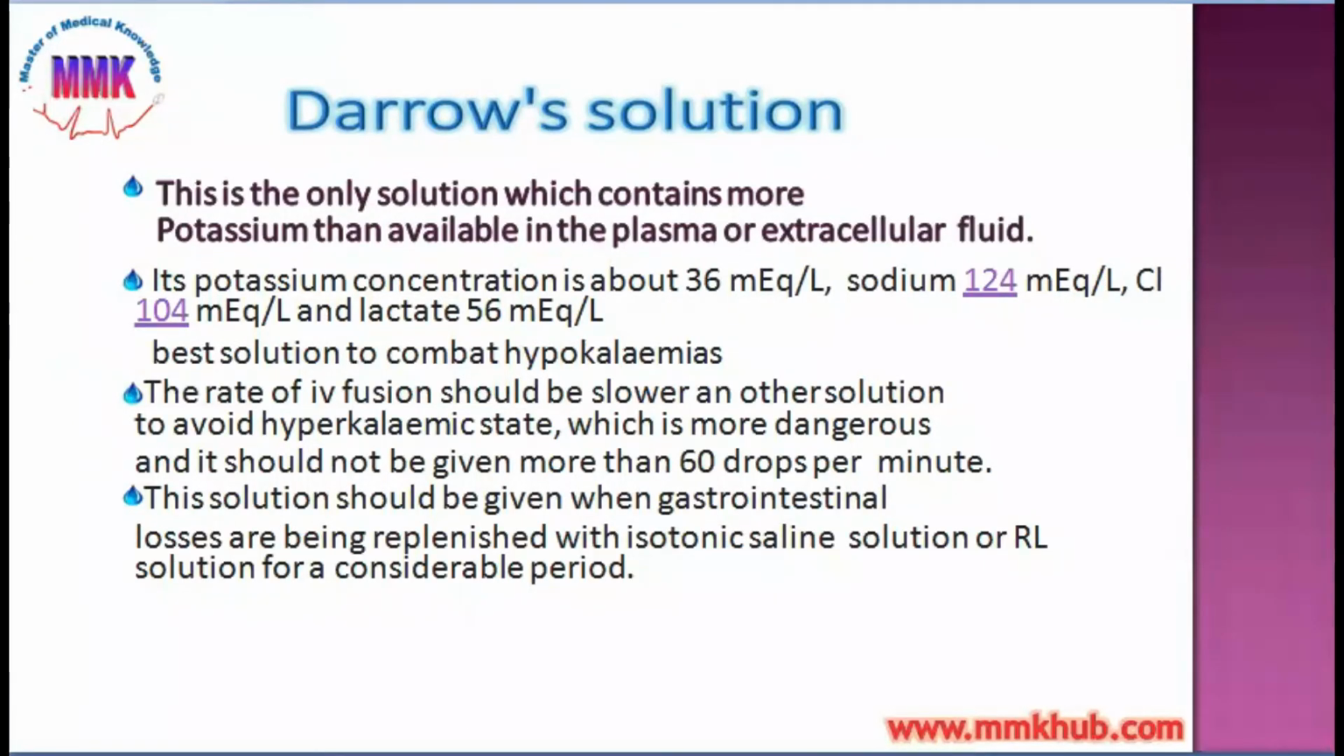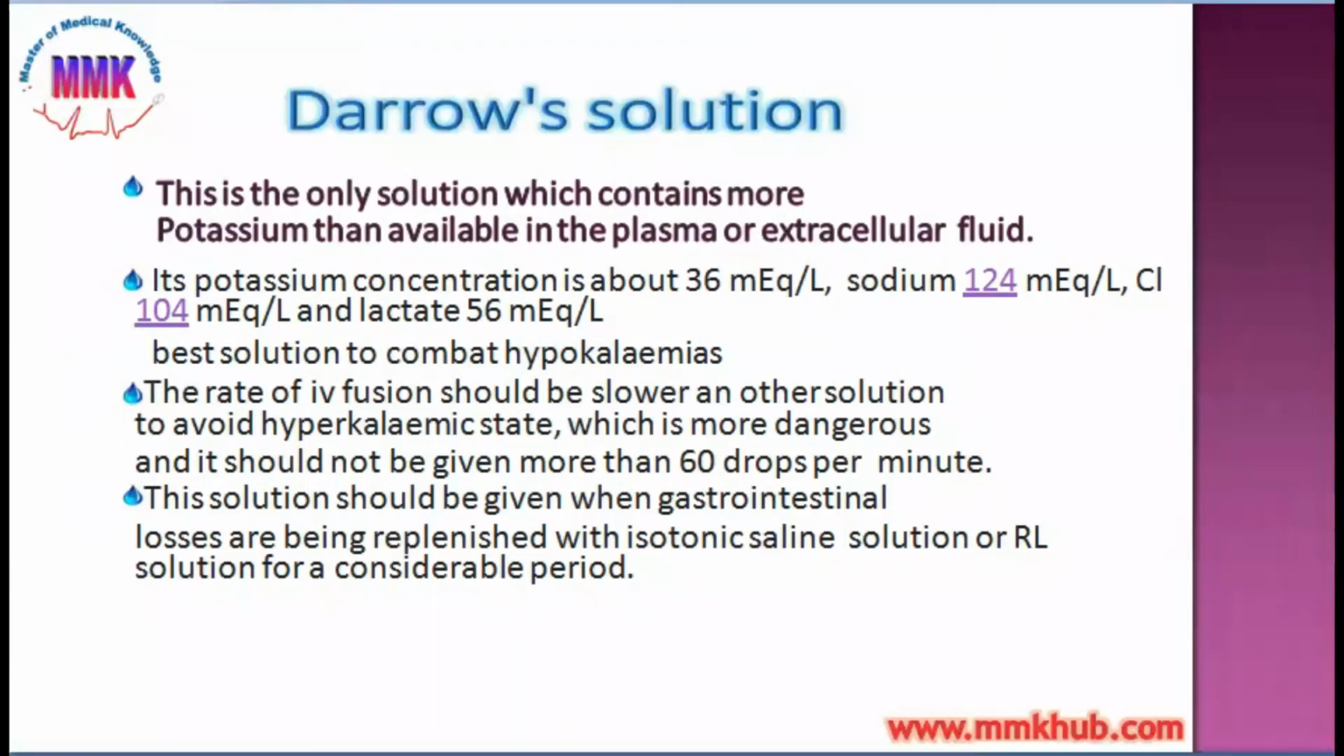The rate of IV infusion should be slower than the other solutions to avoid the hyperkalemic state. Because we know that the potassium is a very important ion and the target muscles are very sensitive to the potassium levels. Either the potassium levels are lower or the potassium levels are higher than the normal, both are cardiotoxic. Both can lead to the arrhythmias. So hypokalemia as well as hyperkalemia is arrhythmogenic. So we have to replace these with very much caution and care.